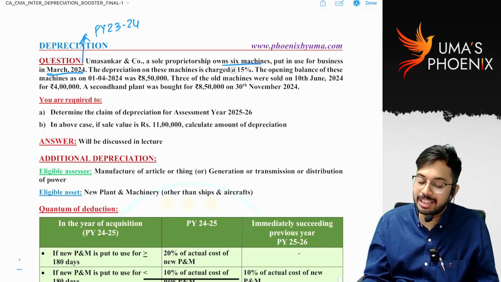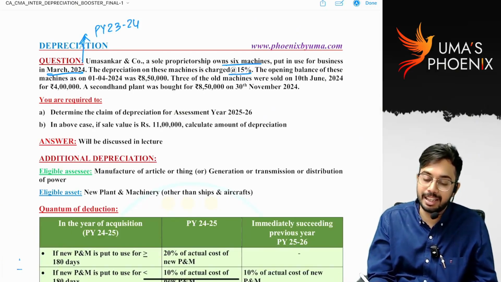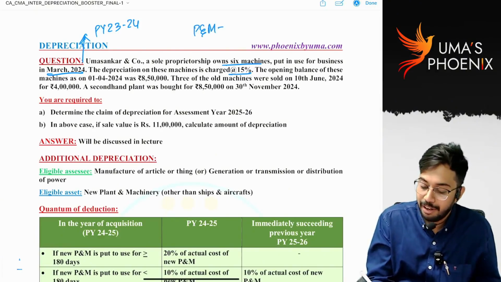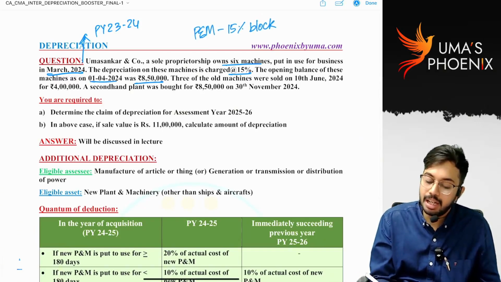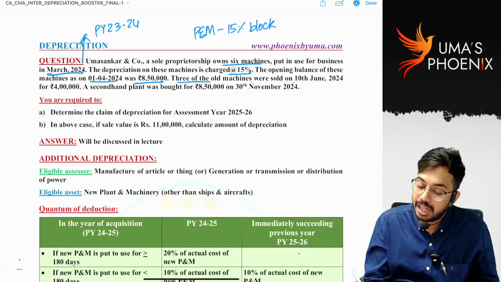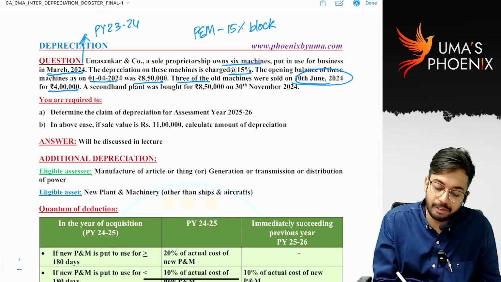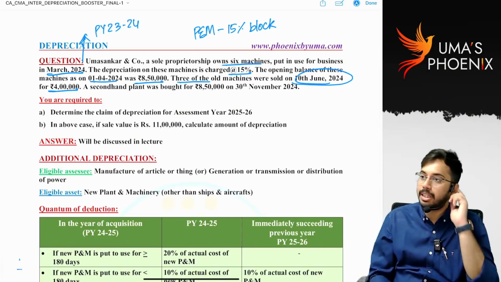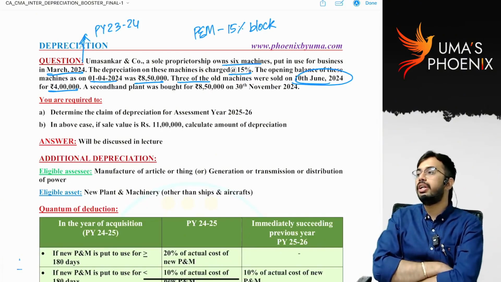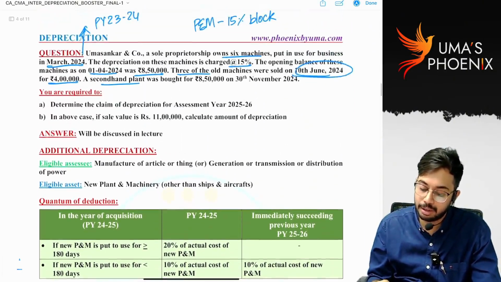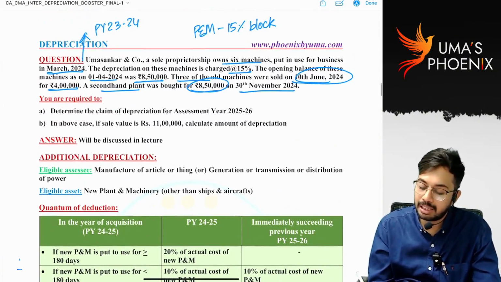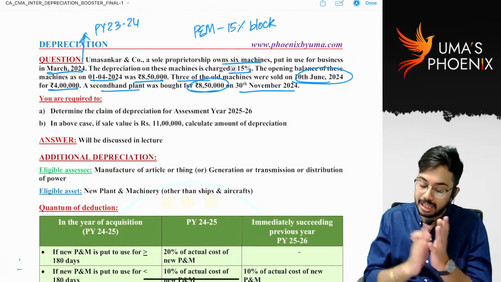The depreciation on these machines is charged at 15%. That means it is plant and machinery 15% block. Do you agree with me? Opening balance of these machines is 8,50,000. 3 of the old machines were sold on 10th June 2024 for 4 lakhs. So whenever machines are sold, what you need to reduce? Do you need to reduce book value? No, you need to reduce sale value. A second hand plant was bought for 8,50,000 rupees on 30th November 2024. My dear students, listen carefully.